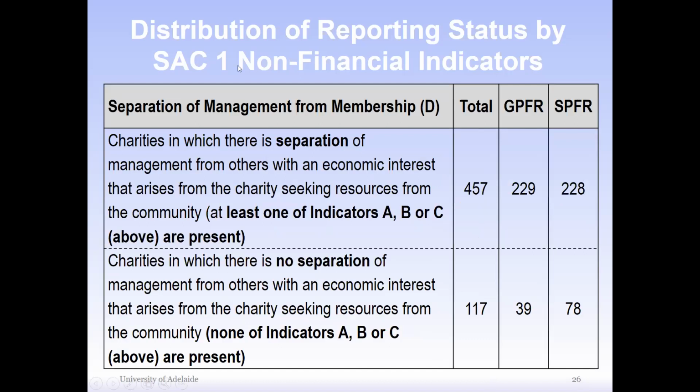This panel, separation of management from membership D, is where we found at least one of the indicators, A, B, or C above. So at least one of those indicators was present, and there were 457. And as you can see, it's as close as you can get with an odd number to a 50-50 split. 229 prepared general purpose and 228 special purpose. So again, just looking back at the requirements of SAC 1, only one indicator has to be satisfied, but if our proxies are any good, it suggests that there is inconsistency of reporting.